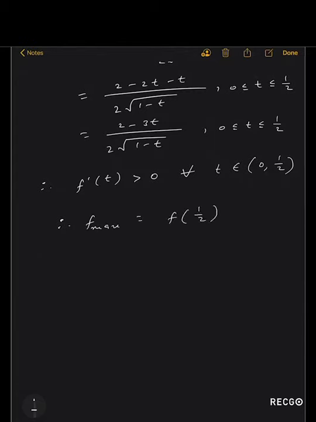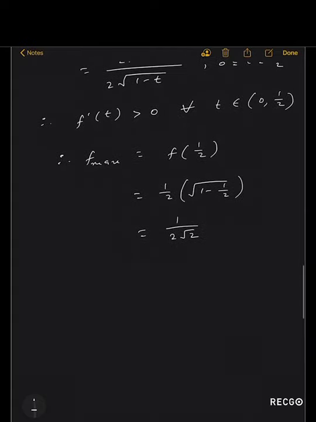Therefore the maximum value of f of t is at t equal to 1 by 2, and in that case, the maximum value of f of t is 1 by 2 root 2. So the maximum value of PA into PB into PC is 1 by 2 root 2, and the equality occurs, which means that the maximum value is achieved when t is equal to 1 by 2.